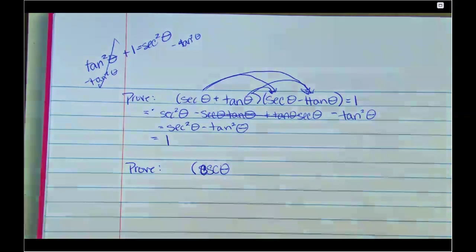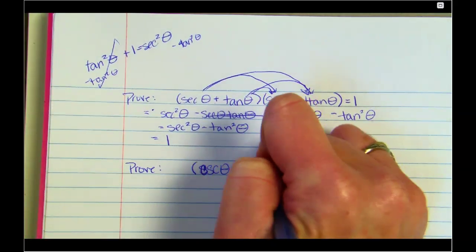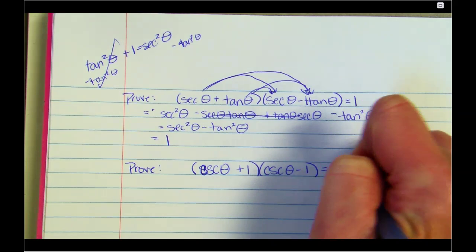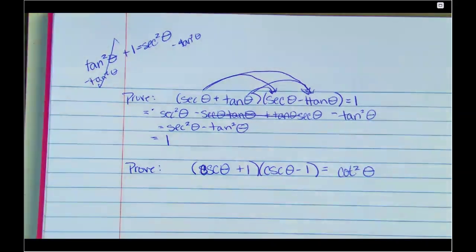Okay. That's cosecant plus 1 and cosecant minus 1. Cosecant plus 1, cosecant minus 1 equals cotangent squared. It's another conjugate.